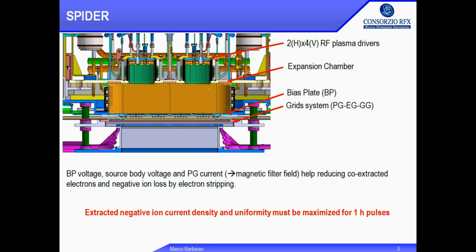Bias plate and source body voltages and the PG currents, which create a magnetic filter field, help reducing the co-extracted electrons and the negative ion loss by electron stripping. One of the key points in experimentation in SPIDER is to maximize the extracted negative ion current density and its uniformity for plasma pulses that have to last up to 1 hour.